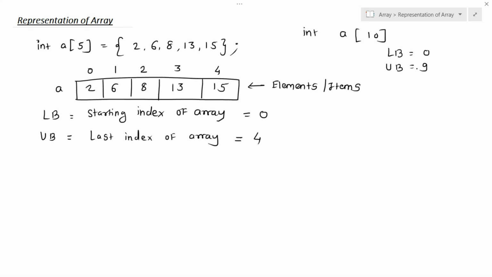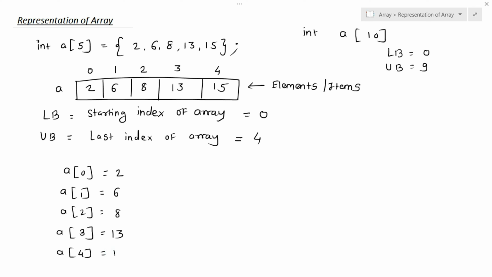Now in this example, suppose we have to initialize the elements. The second method is, for example, a of 0 is equal to 2, a of 1 is equal to 6, a of 2 is equal to 8, a of 3 is equal to 13, and a of 4 is equal to 15. So this is the second method we can initialize the array elements. You can use any one of the methods, the first or the second.